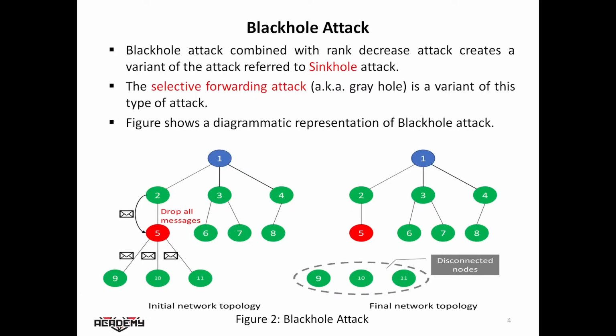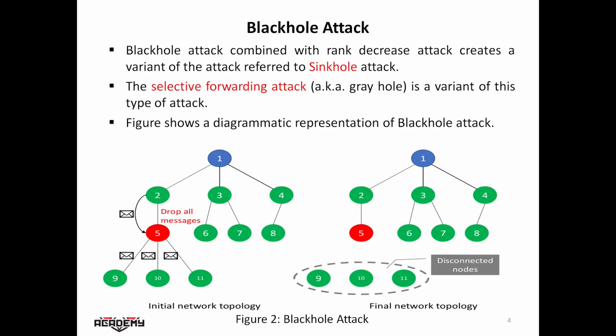A black hole attack combined with a rank decrease attack creates a variant of the attack called a sinkhole attack. So a sinkhole attack is just a variation of the black hole attack. With a rank decrease, a malicious black hole attacker can decrease its rank to further facilitate the black hole attack, so that more nodes will select it as their parent because it has a lower rank.